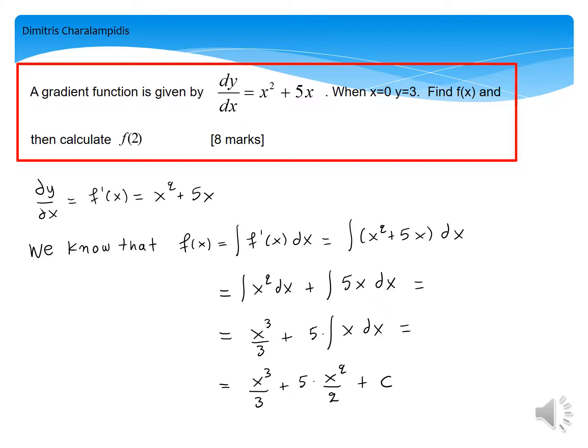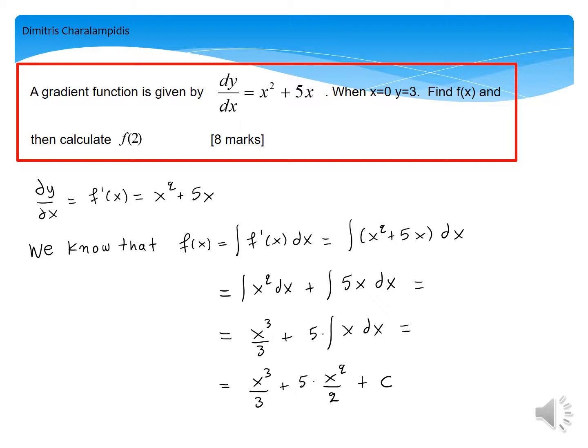The first thing we do is split it, since it's a sum, so we should split it into two integrals, one for each of its terms. So we would write integral of x squared dx plus integral of 5x dx. Integral of x squared dx is equal to x cubed over 3, while integral of 5x dx can be written as 5 times integral of x dx, which of course is equal to 5 times x squared over 2.